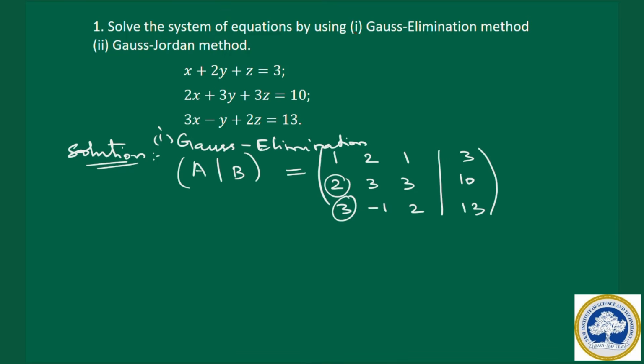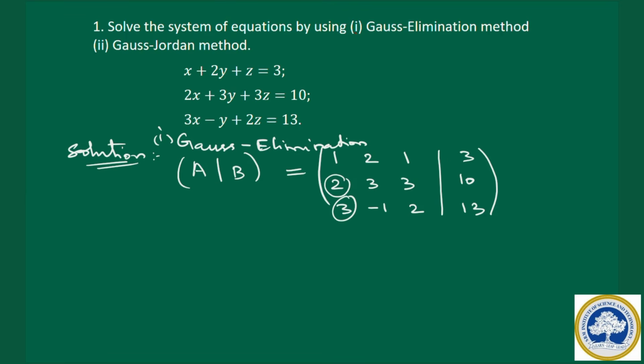Okay, so we have to convert only these two elements, that is, we have to make this 2 and 3 as 0 making use of R1. After that only we have to make this minus 1 as 0 again. So first step, we have to convert these two as 0 using R1.